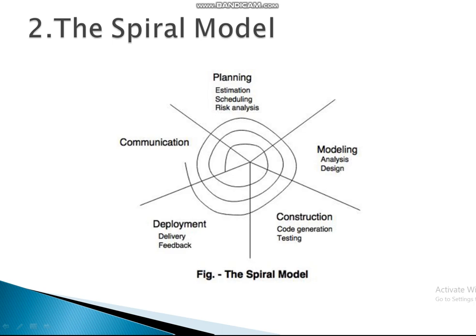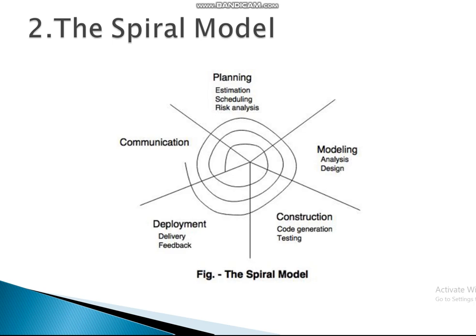Now the spiral model. In this spiral model, project monitoring is easy and more effective compared to other models. It reduces the number of risks in software development before they become serious problems. It is suitable for very high risk projects. Schedule and cost are more realistic than in other models. Risk management is inbuilt in the spiral model.